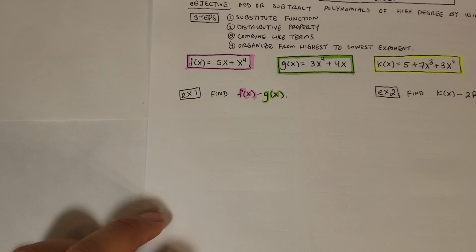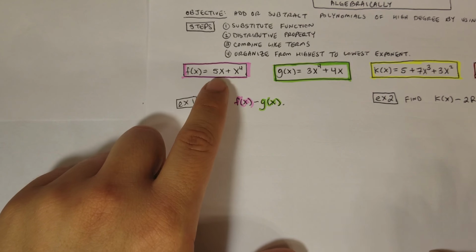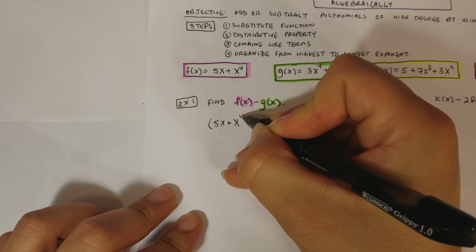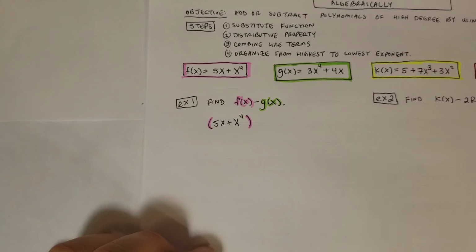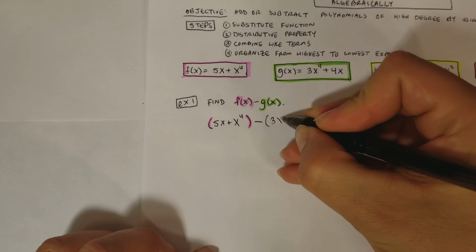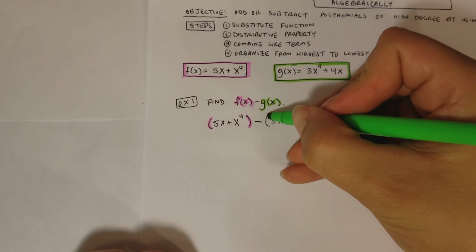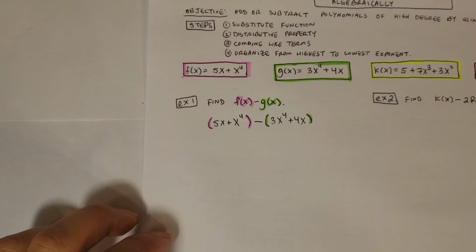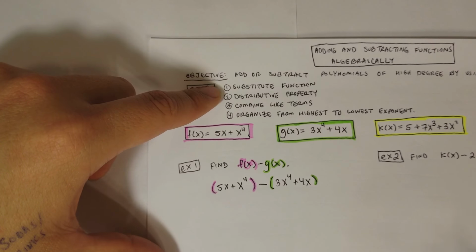So f of x minus g of x. We're going to plug in the value of f of x, which if you remember, f of x was equal to 5x plus x to the power of 4. So we're going to have 5x plus x to the power of 4, which is the value of f of x. This came from this. Now we're going to subtract function g of x, which happens to be this, 3x to the power of 4 plus 4x. So what this is saying is, if you take this function and subtract this function, what is the final result once you follow the steps that are above? So first step was substitute, done. So we plugged in the values of the function.